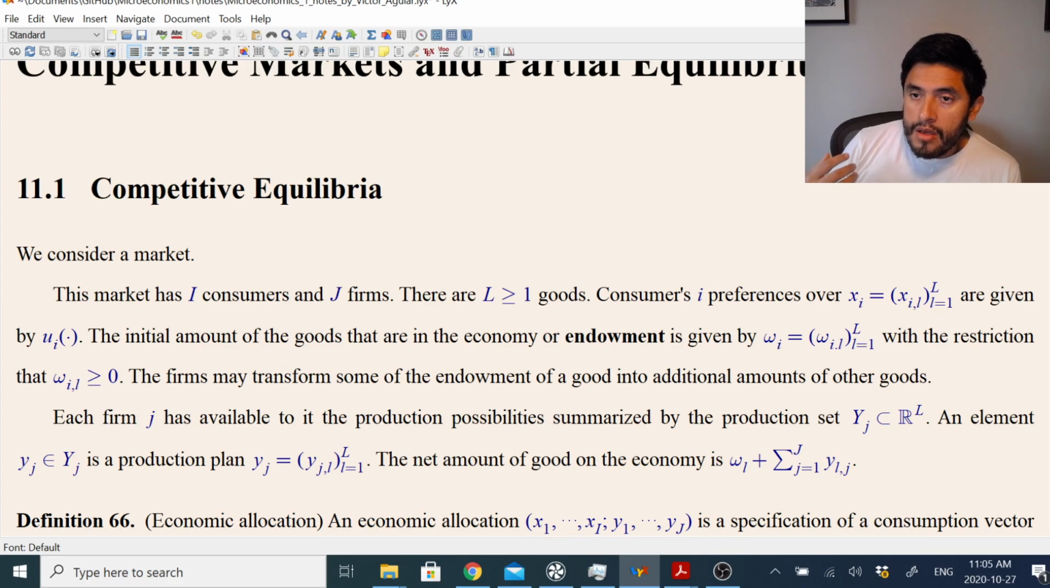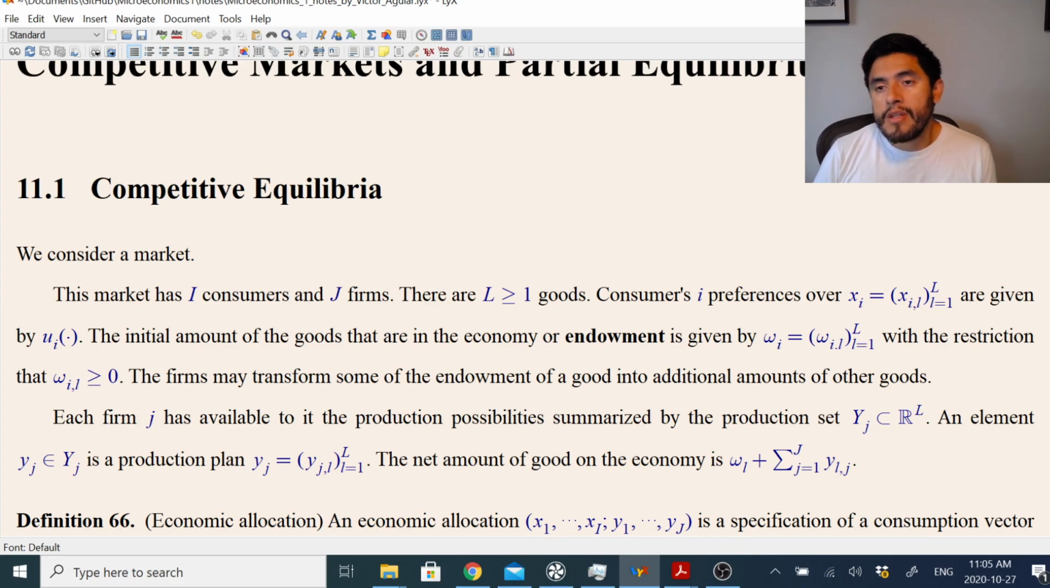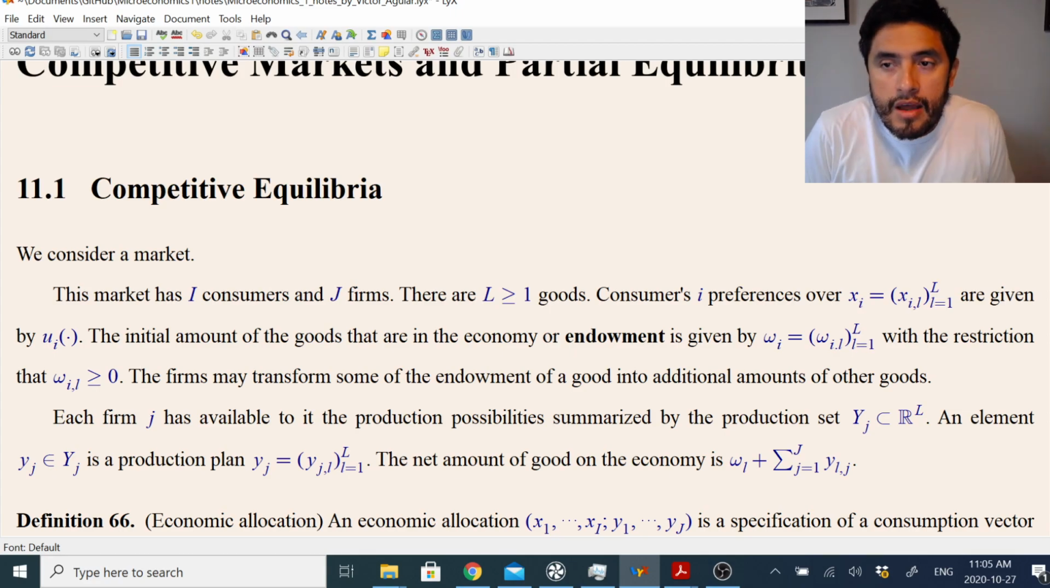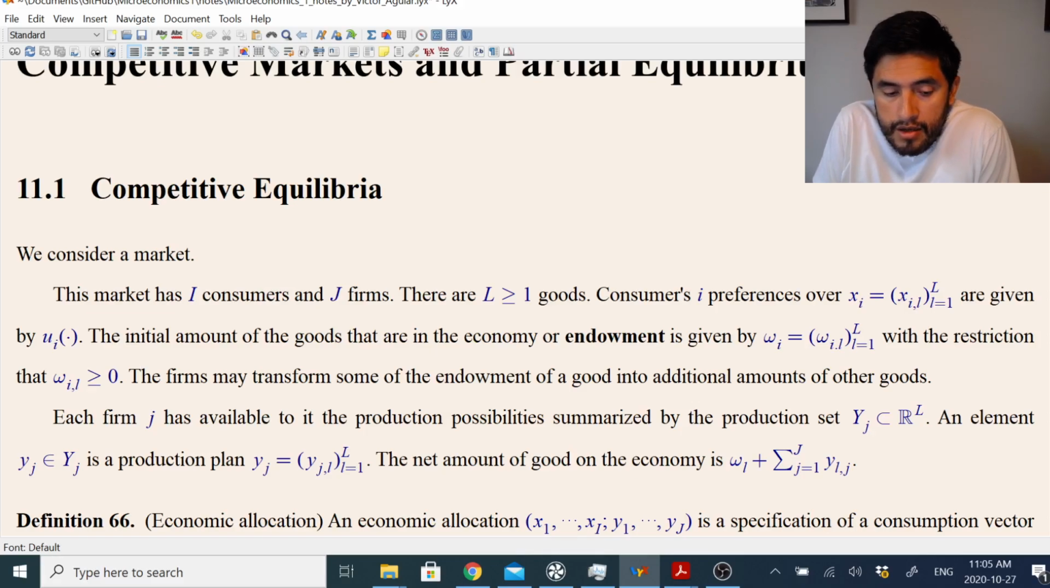Now, here we also have firms. In this experiment, we don't only have two traders, but also, for instance, a machine that can create juice out of the orange. You can imagine this is a firm that takes oranges as input and creates an output at a cost. So the firms may transform some of the endowment of a good into additional amounts of other goods.